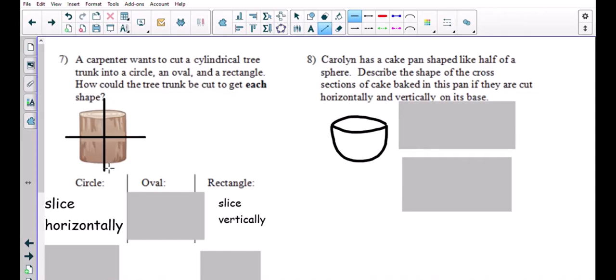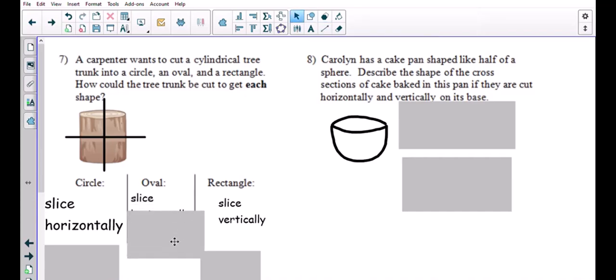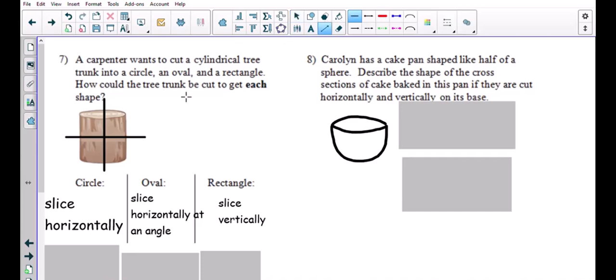And what about if we want to get an oval shape? This is where we want to slice horizontally at an angle. I guess you could say almost vertically as well. It's sort of between horizontally and vertically. But if you slice through this thing at an angle, you're going to get sort of a stretched out circle, so it's going to look a little bit more like an oval. So imagine taking this thing and slicing through it like this. You're going to end up with a stretched out circle, which will look more like an oval.